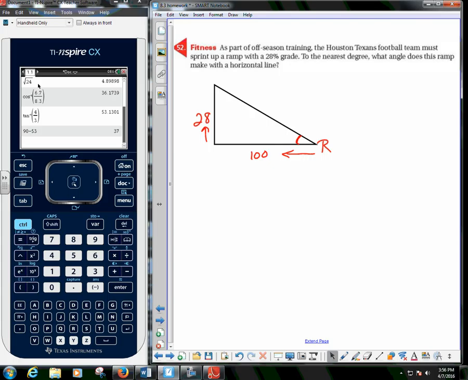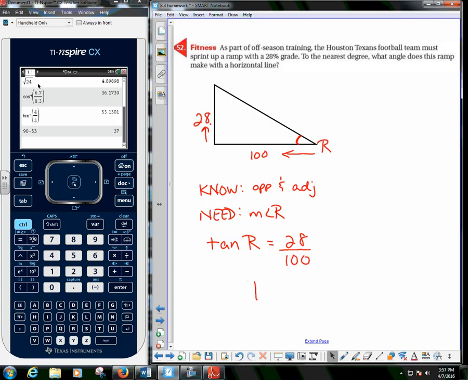So I need to think about what I know and what I need to know. What I need to know is the measure of angle R. And with respect to the measure of angle R, I know that 28 is the opposite and that 100 is the adjacent. And when I think about SOHCAHTOA, I immediately think tangent. Tangent is the one that requires us to know the opposite and the adjacent. So I say tangent of angle R equals the opposite, which is 28, over the adjacent, which is 100.